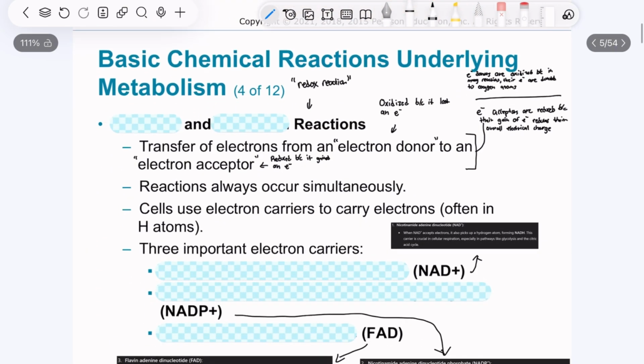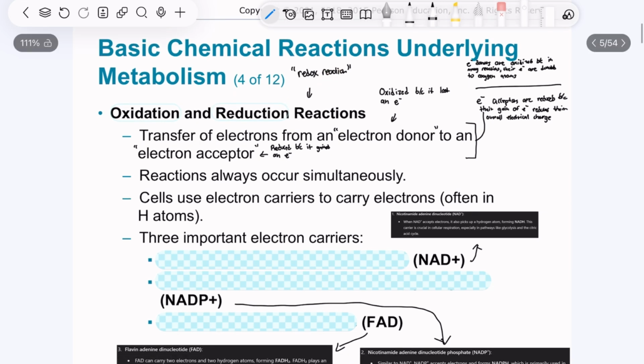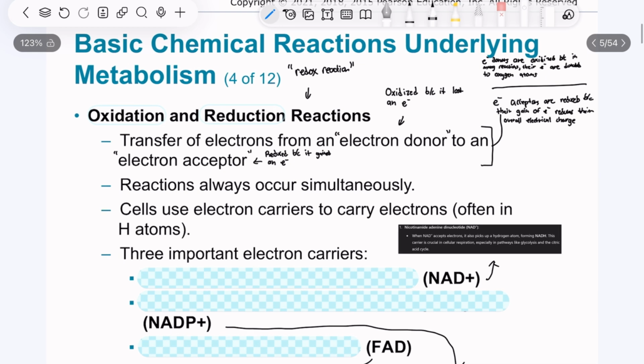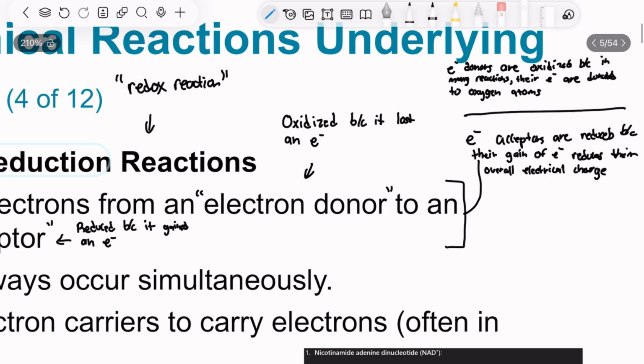And so then we move on to oxidation and reduction reaction. This is also known as the redox reaction. So the redox reaction is the transfer of electrons from an electron donor to an electron acceptor. Now, the electron donor is oxidized, and the one that's accepting the donation is the electron acceptor, which is being reduced. Now, this might seem backwards, so let me explain why.